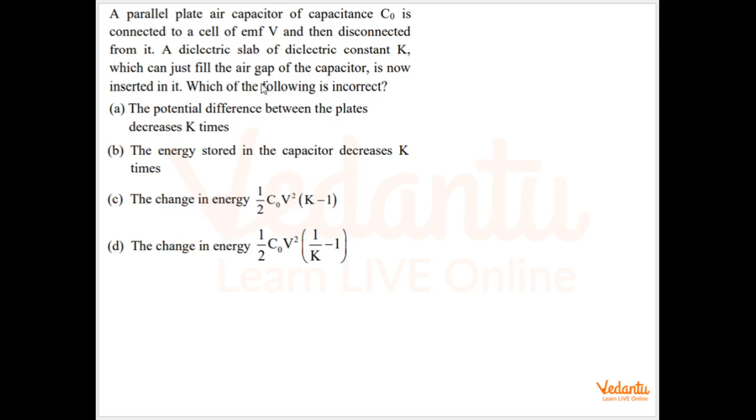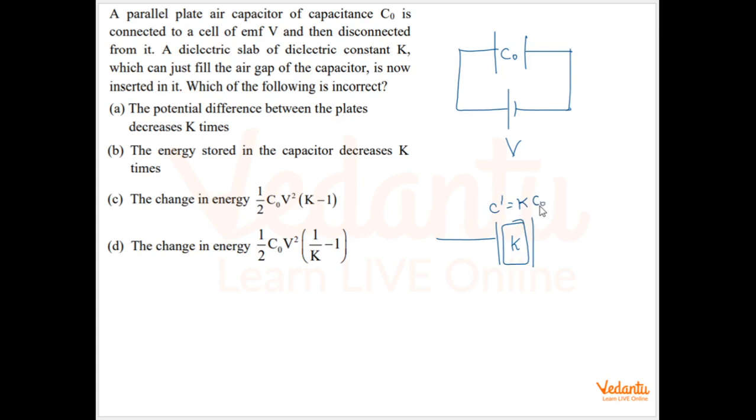In this question, my dear bachcha, look, there is a capacitor of capacitance C0. It is connected to a battery of EMF V. Okay, now what I am doing is I am inserting a dielectric in that. So the new capacitance will just be K times C0.